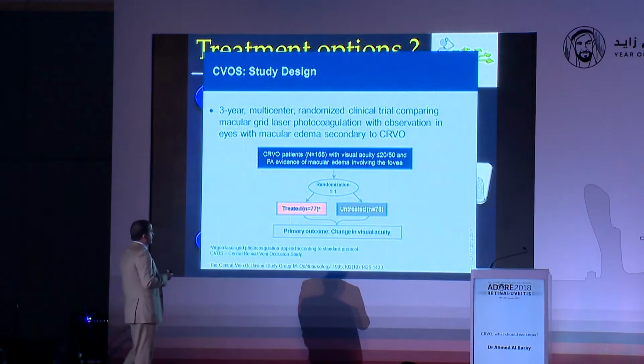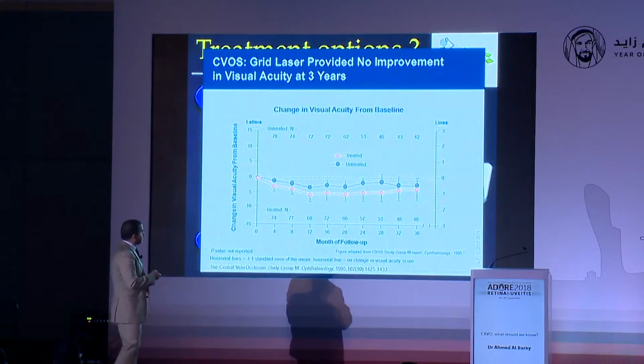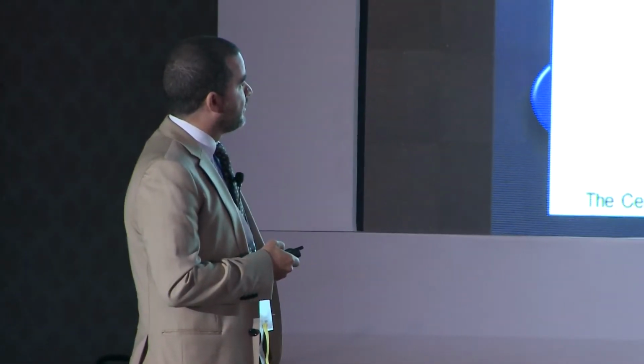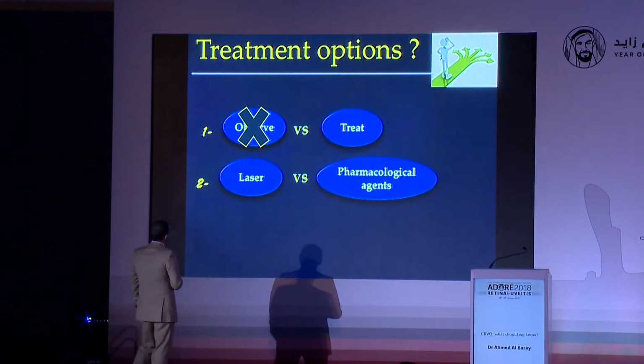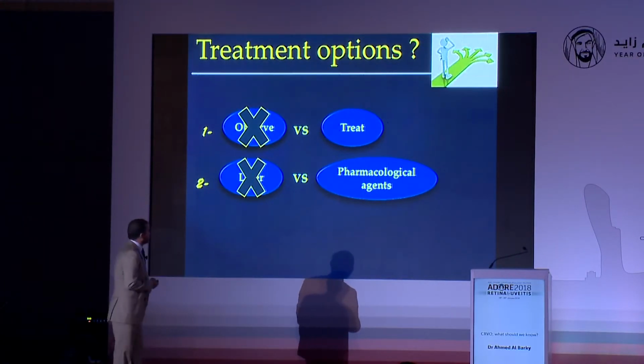Just to refresh our mind, this is the Central Vein Occlusion Study. You can see here the treated and untreated eye, there is no difference in visual acuity for macular grid laser. So, in conclusion of this study, we recommend not to do it, there is no benefit if you do macular grid laser in CRVO. So there is no role for laser, as I mentioned, except for PRP in ischemic cases. We should go for pharmacology.